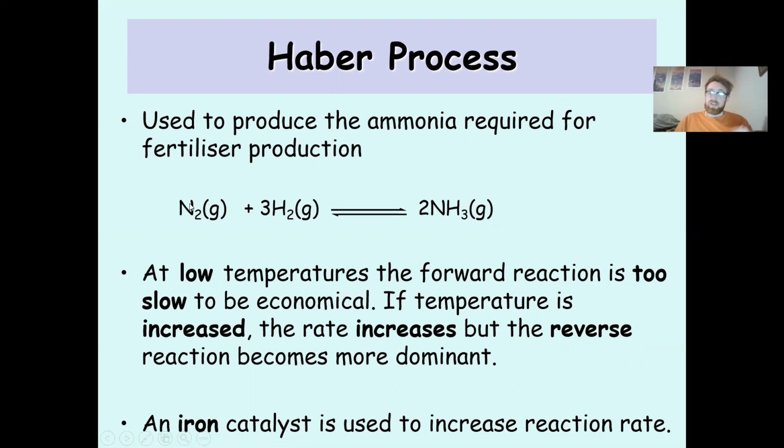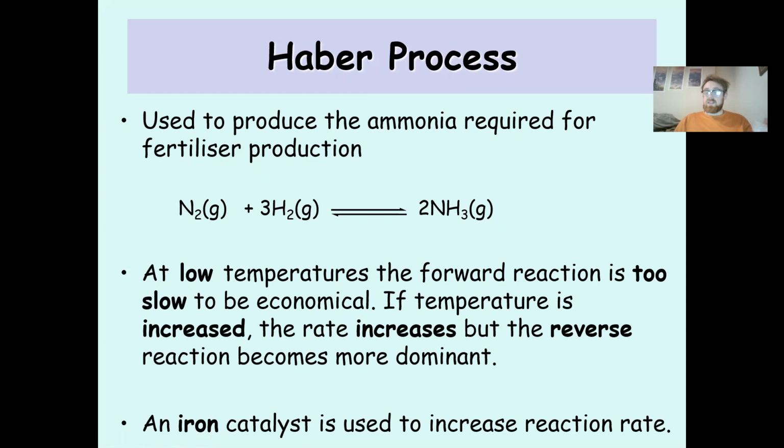So you've got nitrogen, N2, plus 3 hydrogen molecules, H2, reacting together to give NH3. Remember this symbol is the equilibrium symbol. That essentially means that the reaction can go forward and backwards. So nitrogen plus hydrogen will react to give ammonia, but also at the same time, ammonia can break down back into nitrogen and hydrogen. Okay, and this happens at the same time.